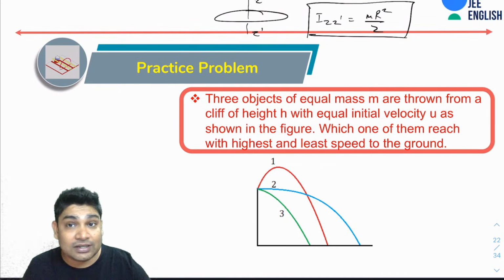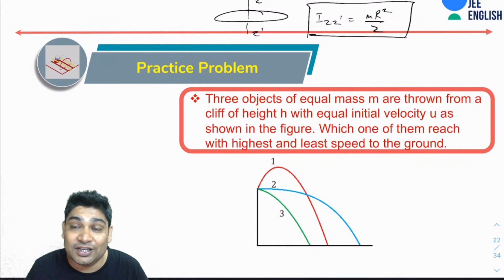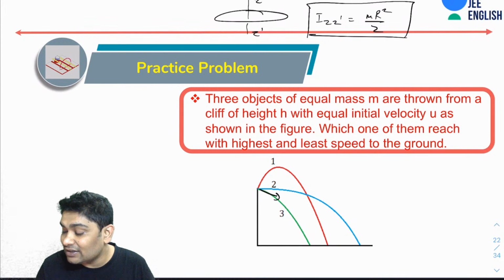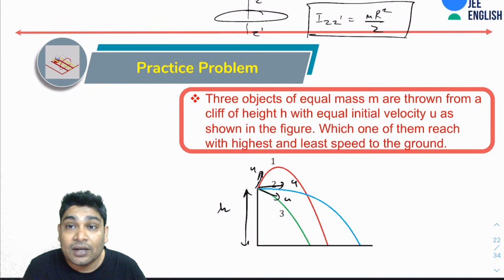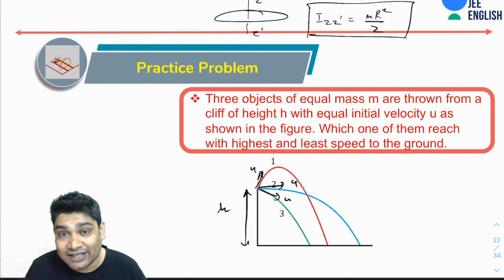Alright, so here is another question. 3 objects of equal mass m are thrown from a cliff of height h with equal initial speeds u as shown in the figure. So this one is thrown like this, this one is thrown like this, this one is thrown like this, and all of them are being thrown with u each, from the top of the same tower of height h. Now, which one of the following will reach the ground with the highest and the least speed? So, which reaches the ground with the highest speed and which reaches the ground with the smallest speed?